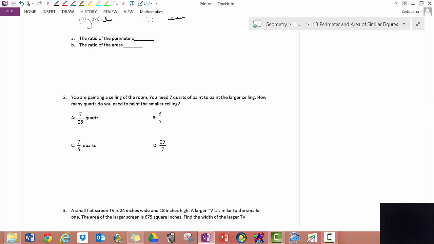How many quads do you need to put the smaller one? If the ceiling of the room, you need the 7. So are you talking about perimeter, or are you talking about area here? So think about that part.